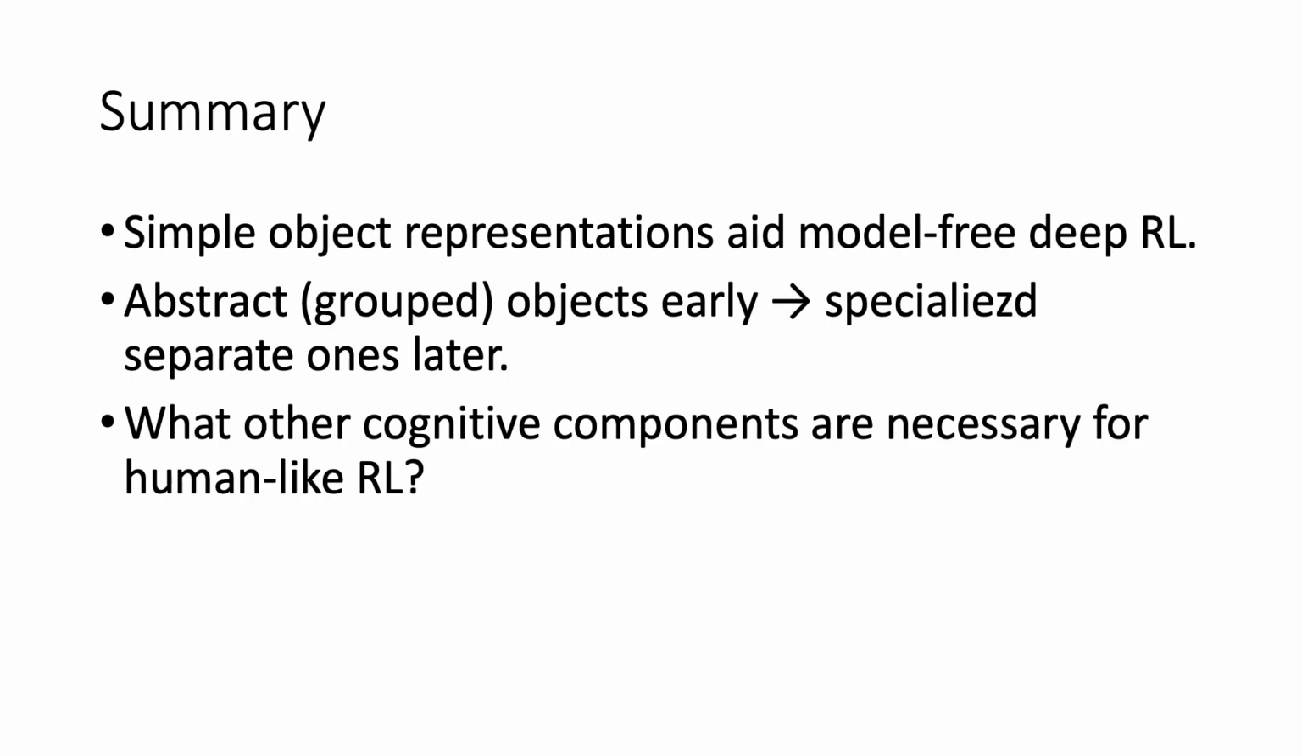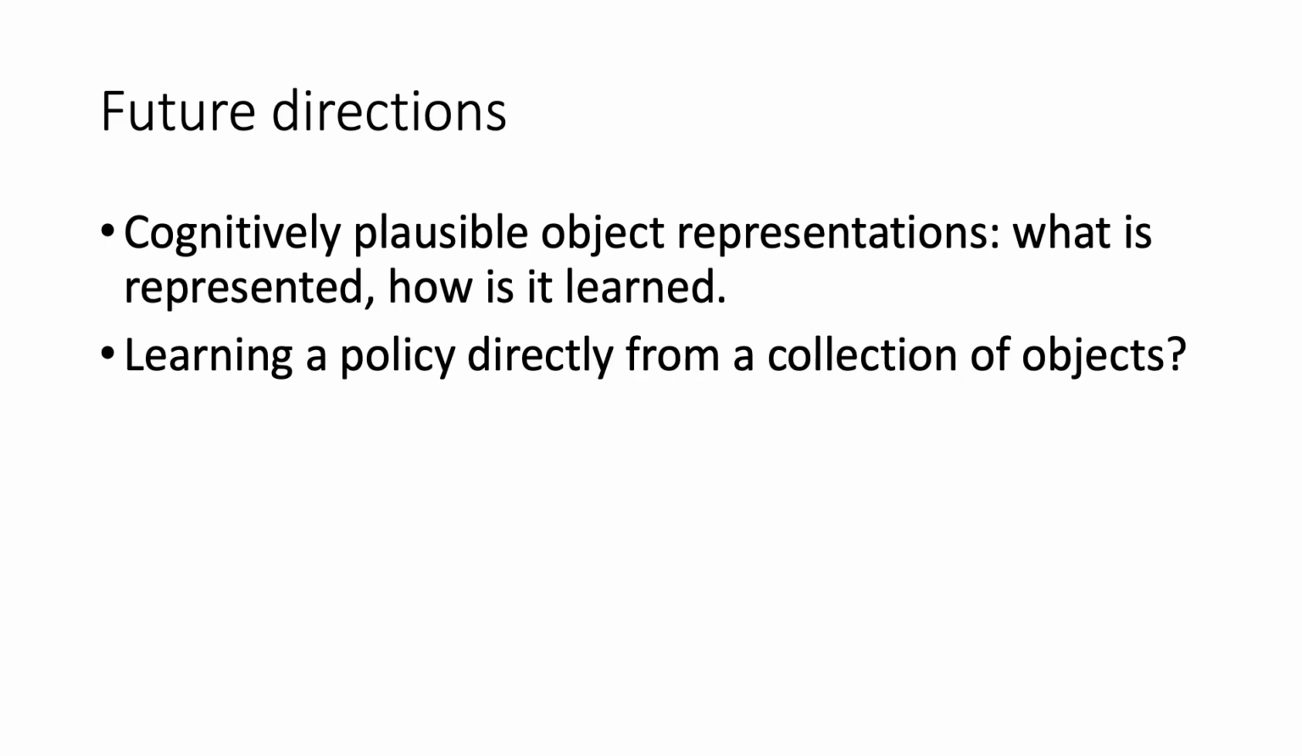To summarize, we found that simple object representations do aid model-free deep reinforcement learning, and that particularly our more abstract grouped objects seem to help early, while the more semantically specialized representations seem to help later in learning. And we're now wondering what other cognitive components are necessary for human-like reinforcement learning.